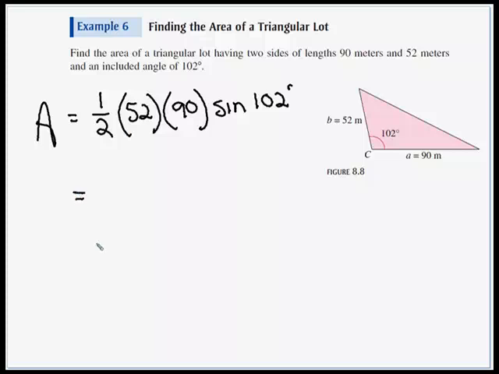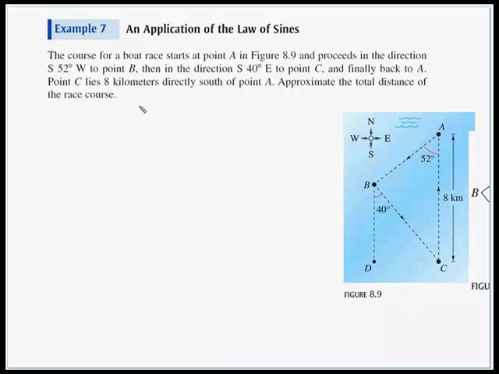And then that's just pushing buttons on the calculator. The 1/2 you can put in as a 0.5. 0.5 times 52 times 90 times sine 102. Hit the equal key, and you get approximately 2,289 meters squared. Yeah, we did have meters, and we're talking area, so it's meters squared. Easy enough. Example 7 is a little trickier, though.